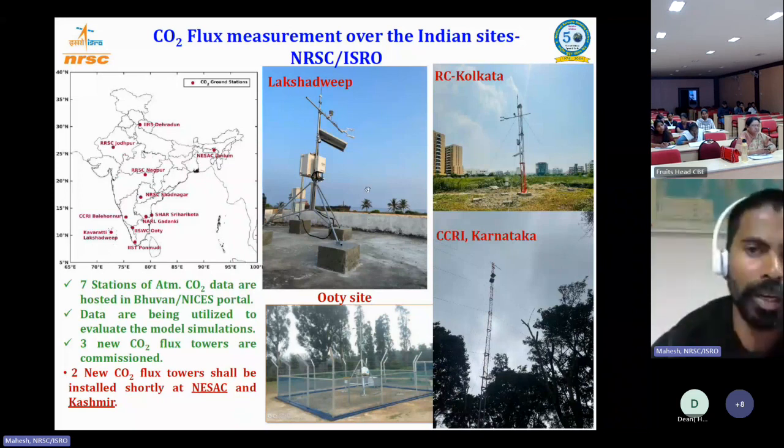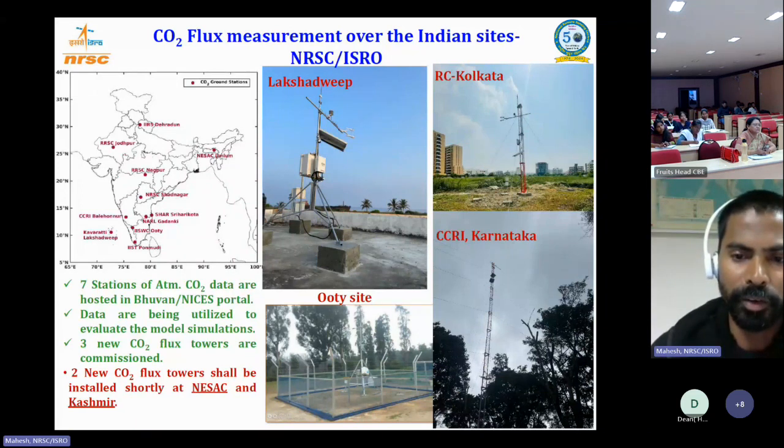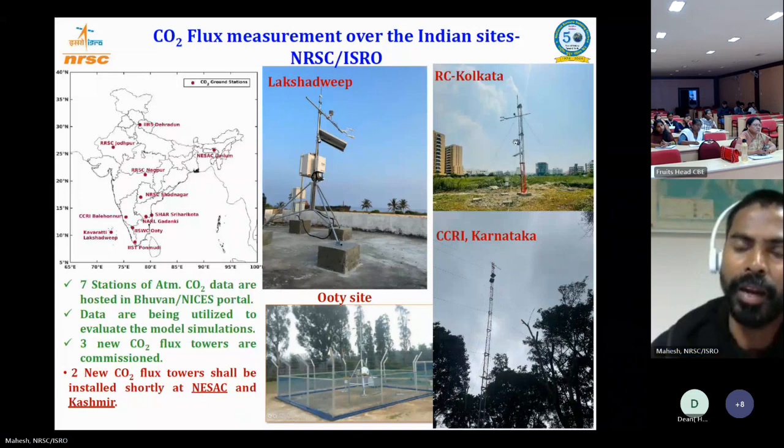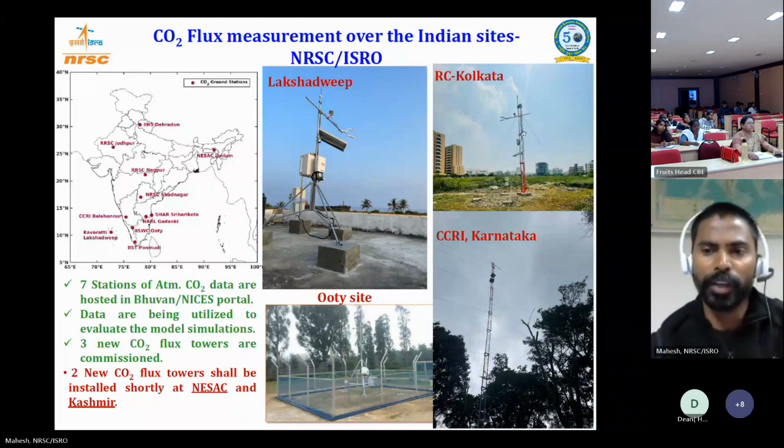So these are the observational setups installed by NRSC ISRO to monitor the CO2 variability over India as a function of different ecosystems. Because we have one flux tower at Karnataka, to understand the fluxes of CO2 in the forest ecosystem. And one CO2 flux tower we have installed at Kolkata to monitor the urban ecosystem, because the main anthropogenic source comes from the urban. So to understand that, we are also monitoring the CO2 fluxes from Kolkata and Ooty.